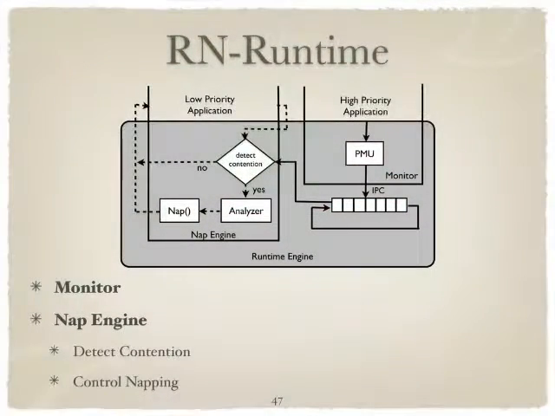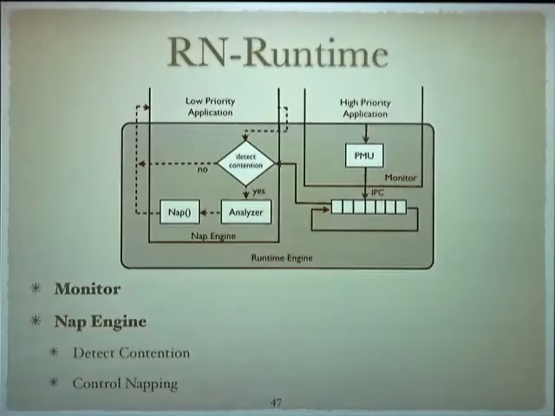And the runtime system is where a lot of the interesting things happen. So we have the monitor that's attached to the high priority application, which can monitor the performance counter information. It's actually stored in the shared memory in our system, in the circular buffer. And the NAP engine is the part that's actually attached to the low priority application. So the low priority application can invoke the runtime of this NAP engine. Basically, this NAP engine will read the monitored information of the high priority application, detect the contention, and respond according to the contention detected and the QoS of the high priority application.